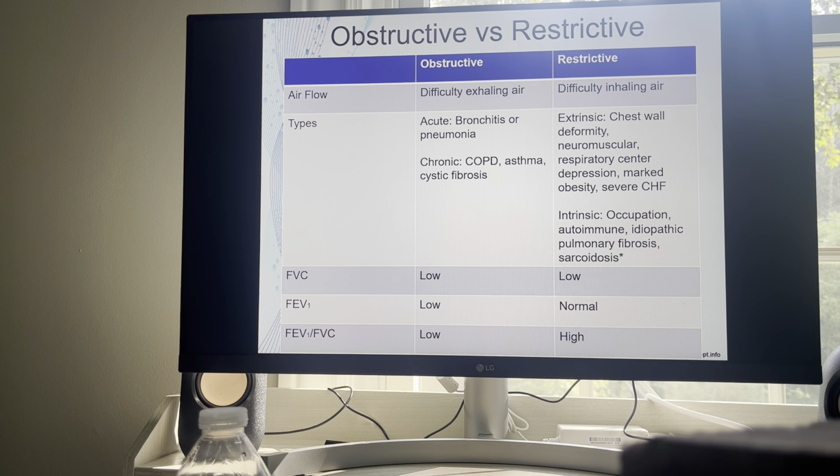We have acute stuff like bronchitis or pneumonia, but more serious and more pertinent to this lecture, COPD, asthma, cystic fibrosis. I'm going to hold off on the FEV1 FVC ratio until a few slides down the road, so hang on to that.